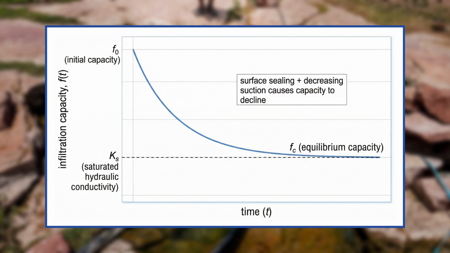It follows an exponential decay curve until it approaches a minimum constant rate known as the equilibrium infiltration capacity. The final constant rate is numerically equivalent to the saturated hydraulic conductivity of the soil. Clay soils with fine pores generally exhibit a more rapid decline and a lower final rate than open-textured sandy soils.